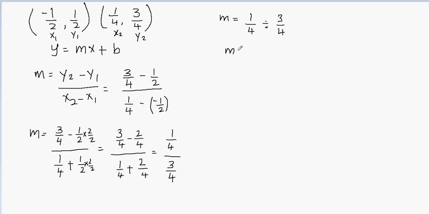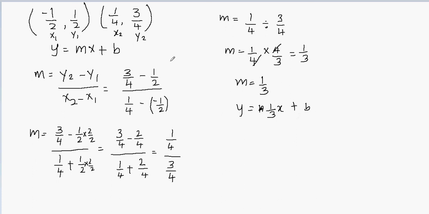Now here m is equal to 1 over 4 times, we'll flip this fraction because we have changed it to multiplication, so this will be 4 over 3. 4 and 4 will cancel out each other, and then I have 1 over 3. So my slope is 1 over 3. Now let's plug in this value in this equation. So y is equal to 1 over 3 x plus b. Now we need x and y for the equation, but we still need to figure out what b is, right?